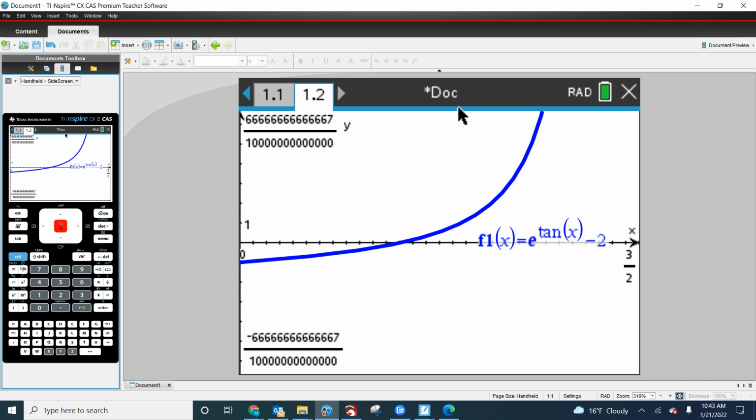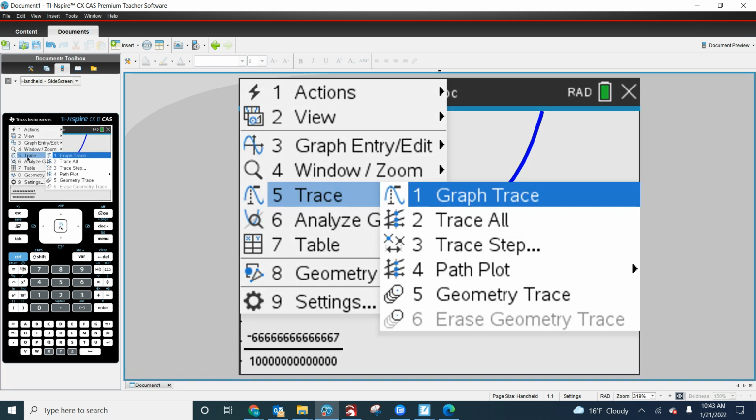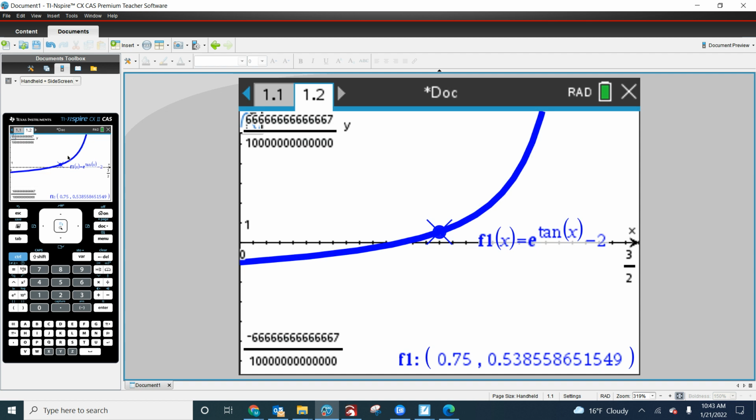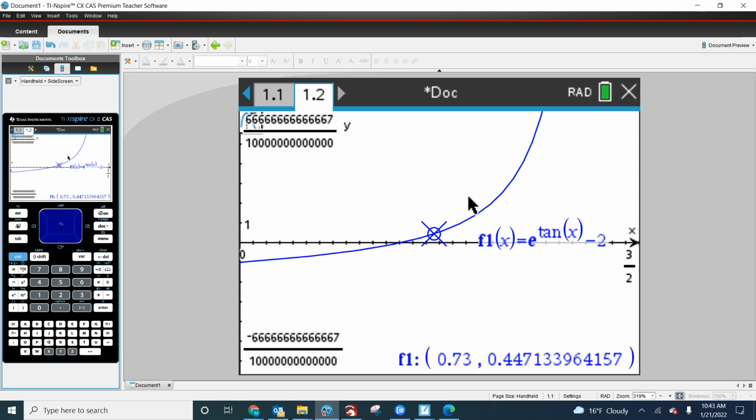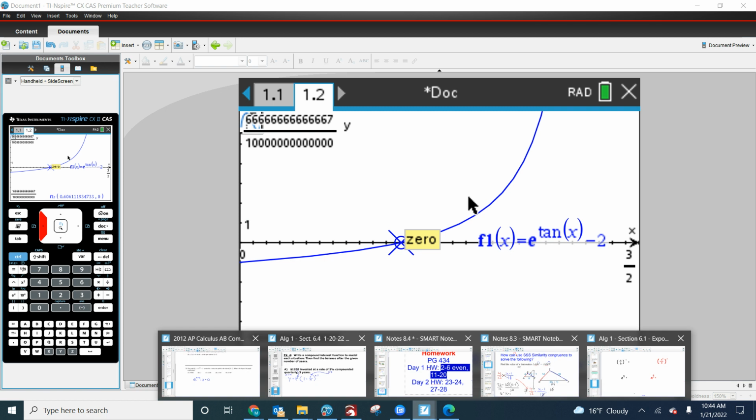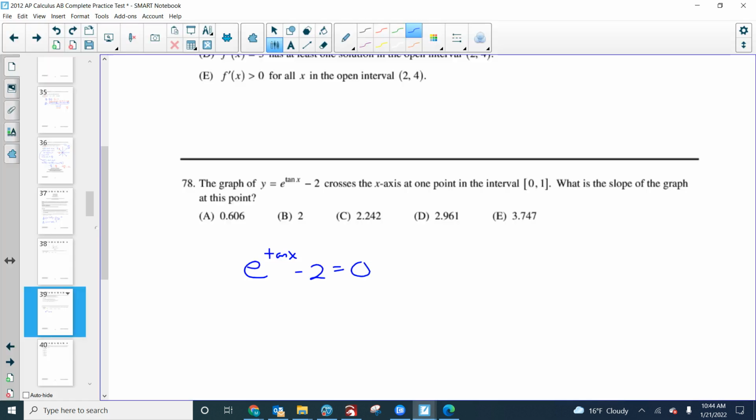There she was. All right, menu, trace, graph trace, arrow, arrow. Thank you. 0.606. I'm probably going to take that decimal further. Okay, 0.6061. X equals 0.6061.